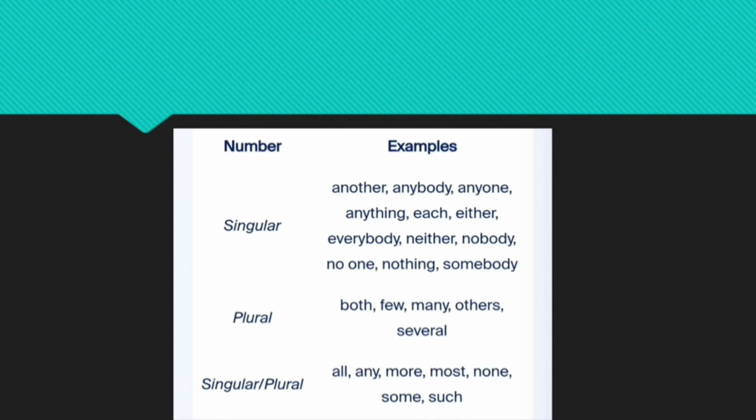The next one is plural. Plural has both, few, many, others, several. You will have to treat these ones as plural. Both of them are speaking truth. Both of them are running fast. Okay, I hope it is clear to you.